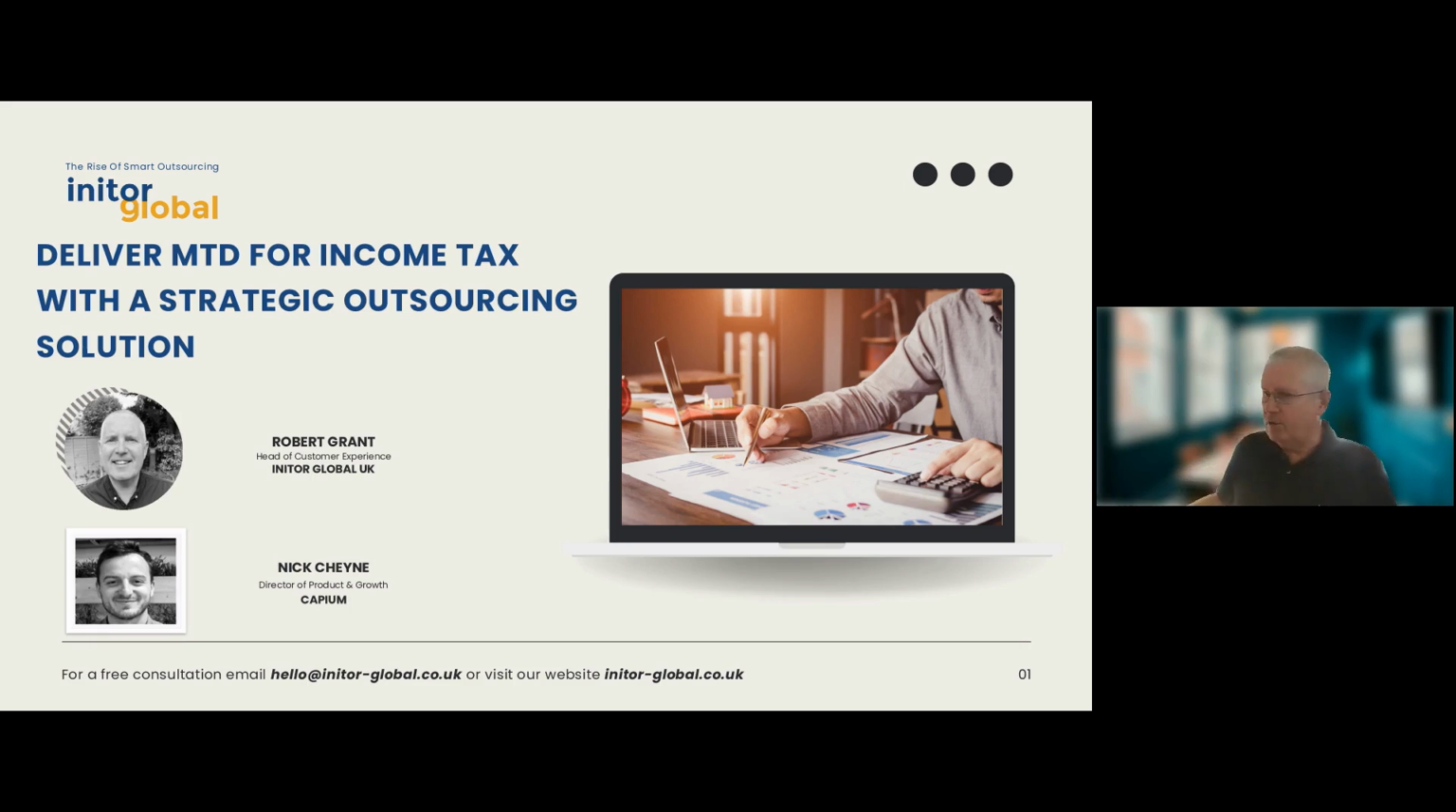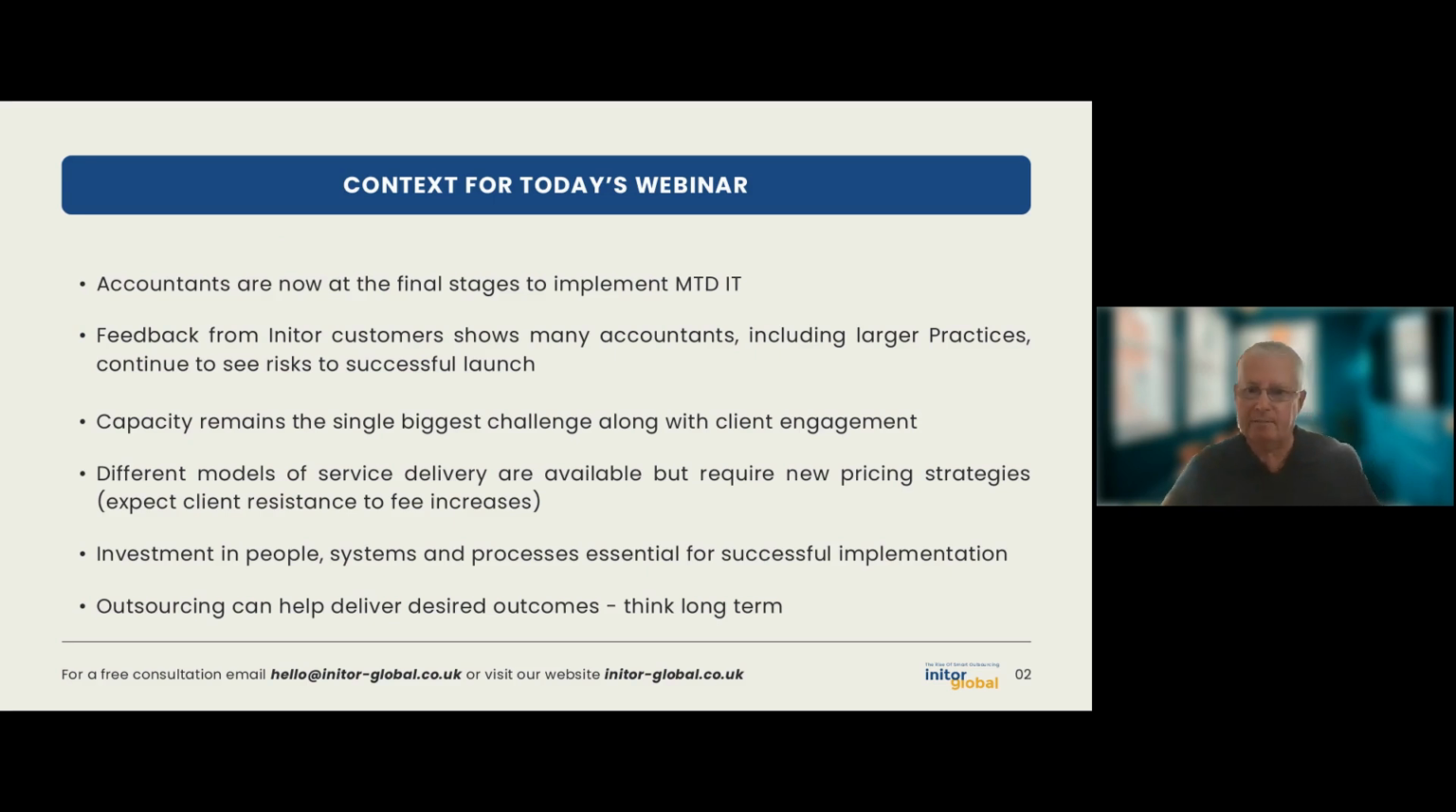I would like to start, of course, by adding some context. As I said in my introductory remarks, accountants are now at the final stages to implement Making Tax Digital for Income Tax, shorthand MTD IT. The most organised accountants among you will have segmented their client base, looked at how clients keep records, reviewed internal workflows and capacity to deliver, communicated regularly with clients on changes to services, and of course, updated fees and terms. Sounds brilliant, doesn't it? Sounds great.